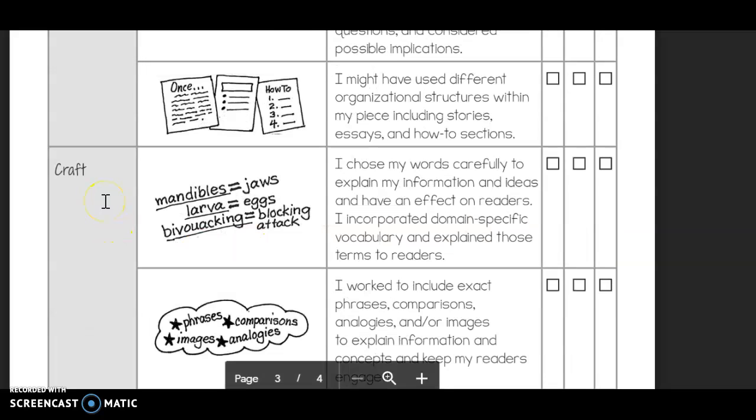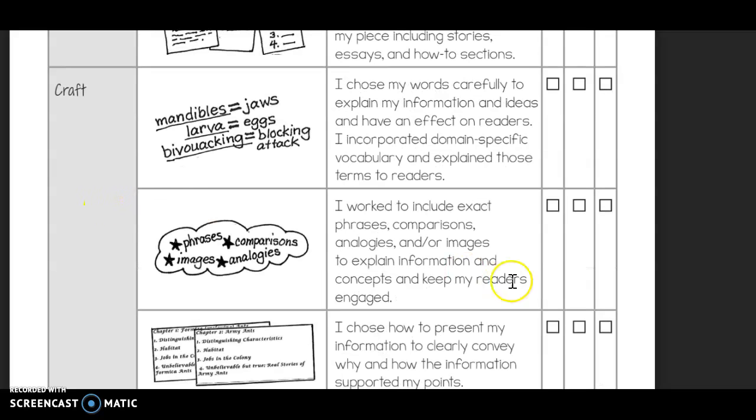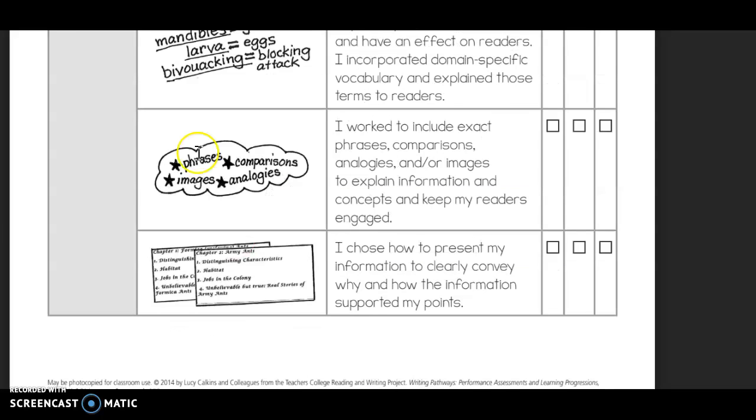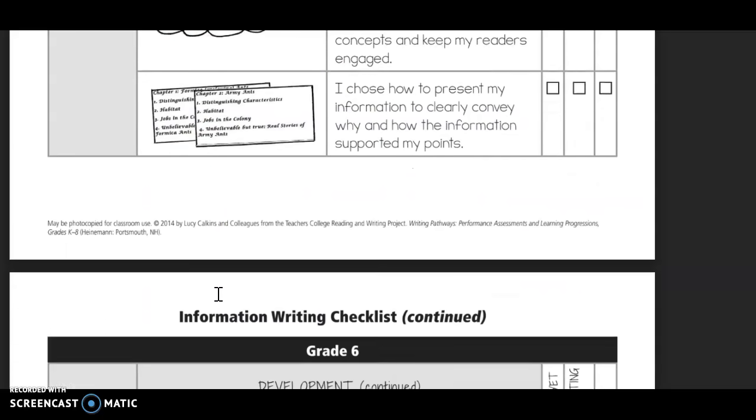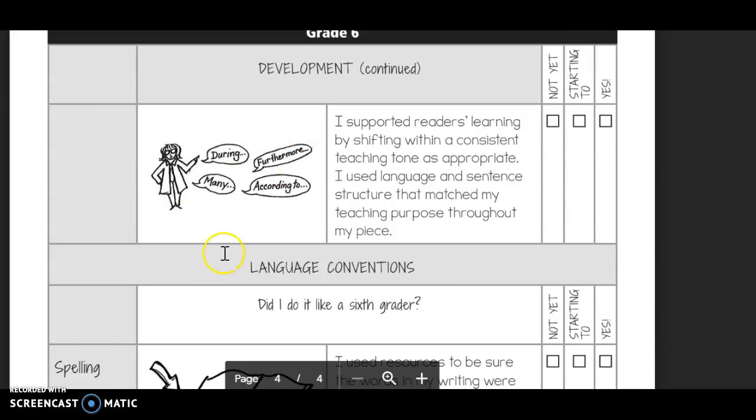We're also going to be looking at craft, so that's things like style and word choice like we've talked about, adding color, that kind of thing. Here, did they choose to explain the different vocabulary within your topic or project? Is that explained? Did they use different analogies? Did you use different metaphors? Did you use color, that kind of thing, to explain what you want to? Did you present your information clearly? Is it clear why you chose to make those choices? And also, did you support the reader's learning? So you're always using your teacher voice in this, always presenting information in this way.